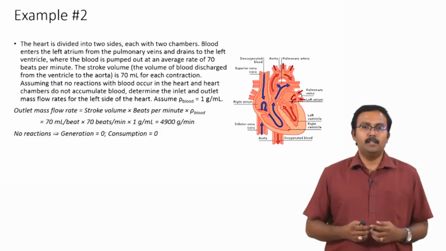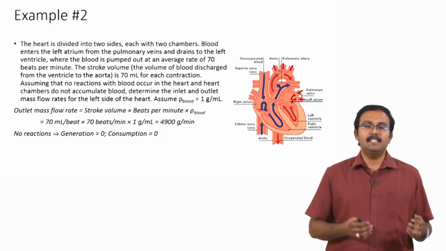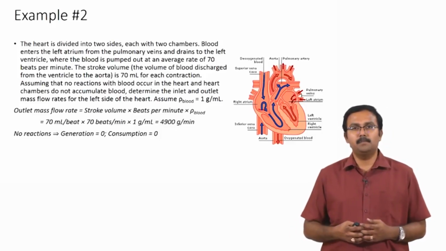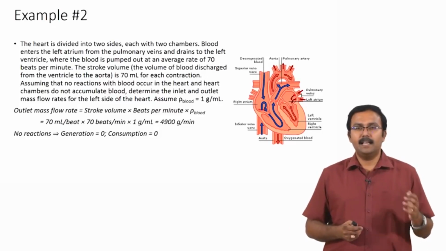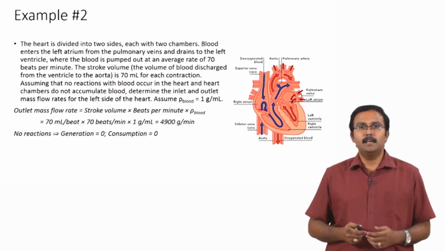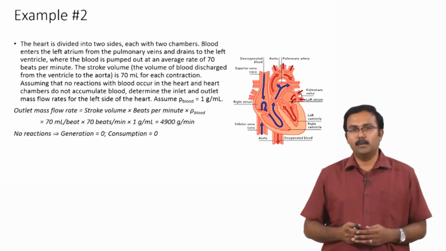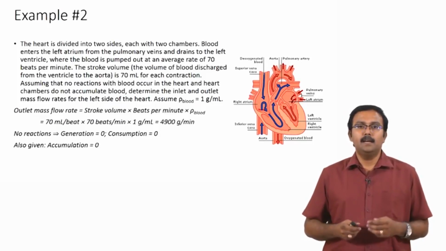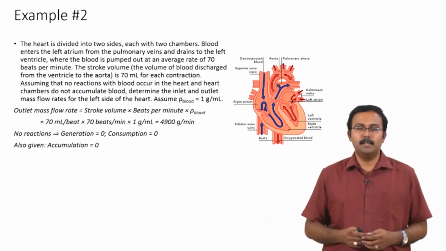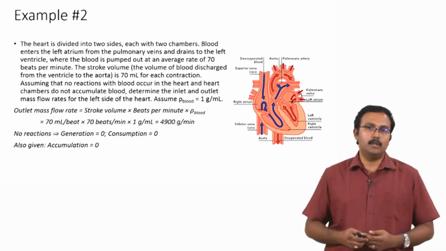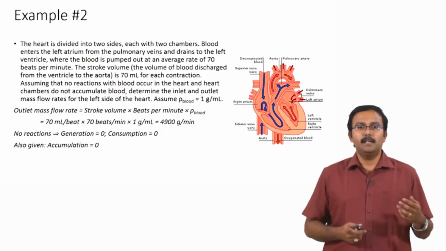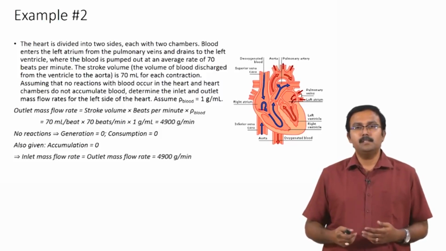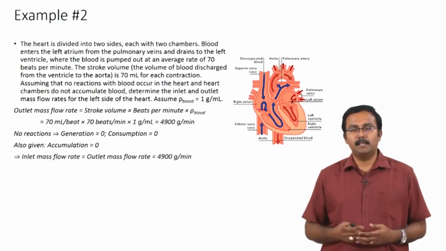Now, going back to the fundamental equation, we know that we have to identify if there are any generation, consumption or accumulation terms before we can calculate the input term. The question clearly states that there are no reactions happening, which means generation and consumption terms are 0. The question also states that blood is not accumulating in the chambers. So, accumulation is also 0. Plugging these values back into the fundamental balance equation, we get input equals output, which is 4900 grams per minute.